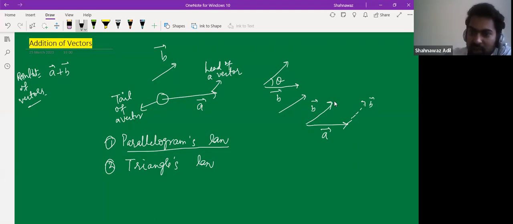Thirdly, you start from the head of this vector and draw a parallel with the same magnitude and direction as A. So you see that you form a parallelogram. Understood? And you draw the diagonal from the co-initial point. The diagonal is the resultant of these vectors. So this is the parallelogram law. You understood the parallelogram law, no?